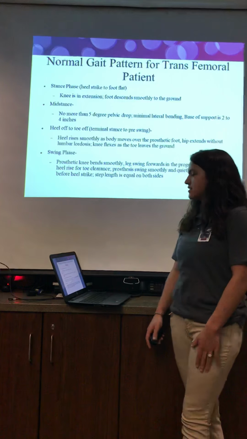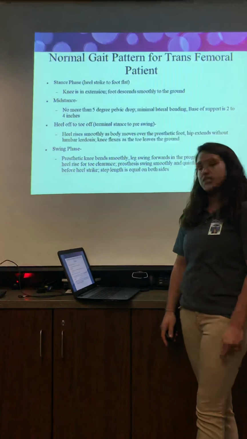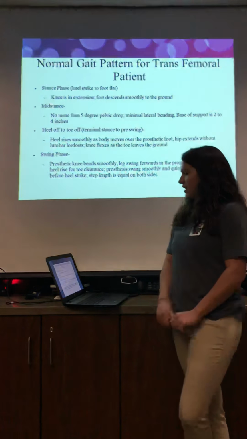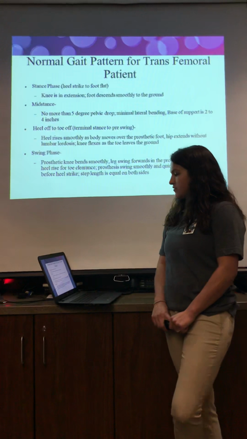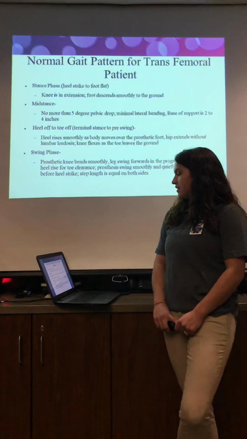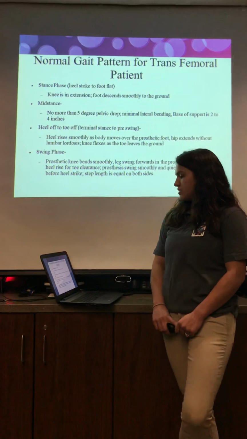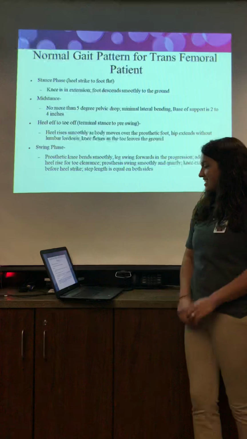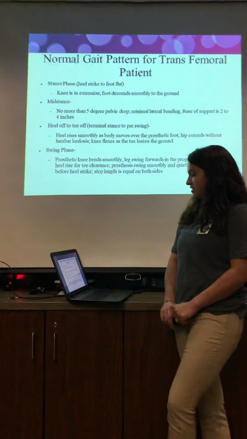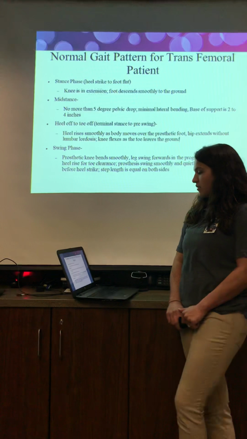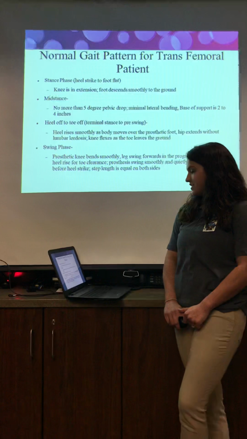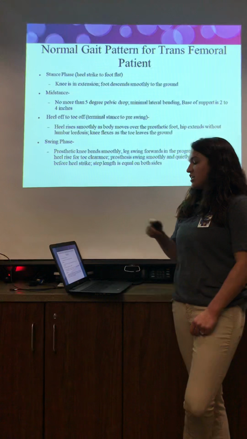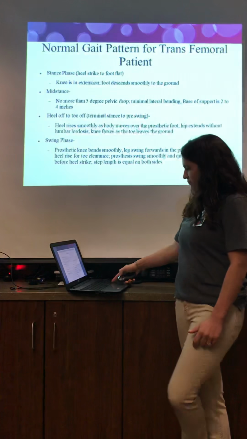Then this leads to heel off to toe off, which is terminal stance to pre-swing. The heel rises smoothly as the body moves over the prosthetic foot. The hip extends without lumbar lordosis. The knee flexes as the toe leaves the ground. In swing phase, the prosthetic knee bends smoothly and the leg swings forward in progression. There is adequate heel rise for toe clearance. The prosthesis swings smoothly and quietly, and the knee extends just before heel strike. You want step length equal on both sides.